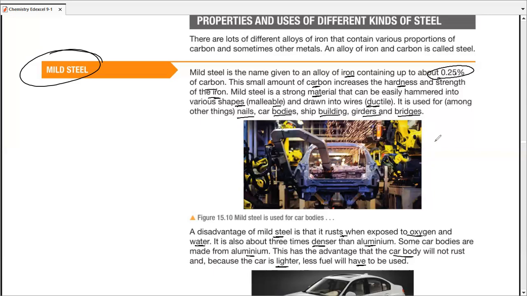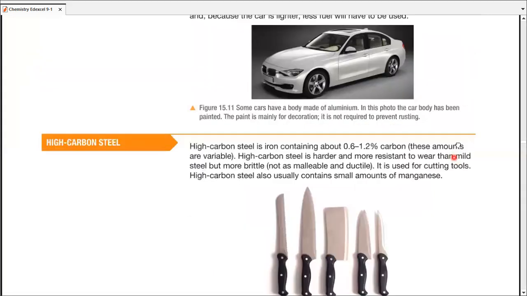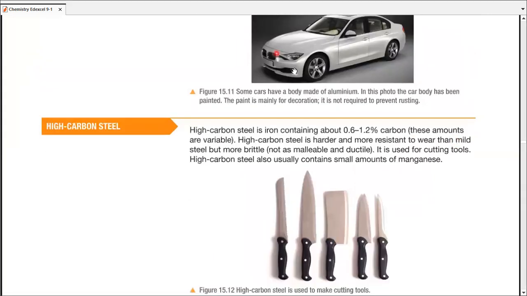That makes much sense, right? Great. Now, remember a very important point. Sometimes the car body, which is made out of mild steel, is painted. The paint is mainly for decoration, but it is not used to prevent rusting in case of aluminum. But the paint initially for mild steel was to prevent rusting.